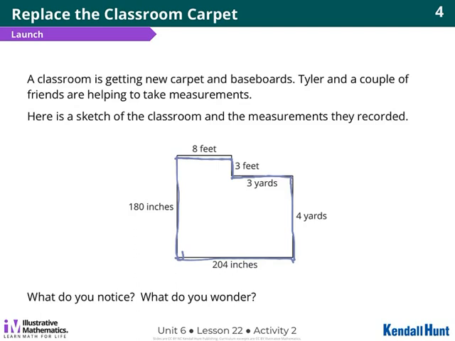Tyler and his friends should have agreed on one measurement, right? But they've got feet, yards, and inches. That is what I noticed. What do you notice? What do you wonder? Coral.